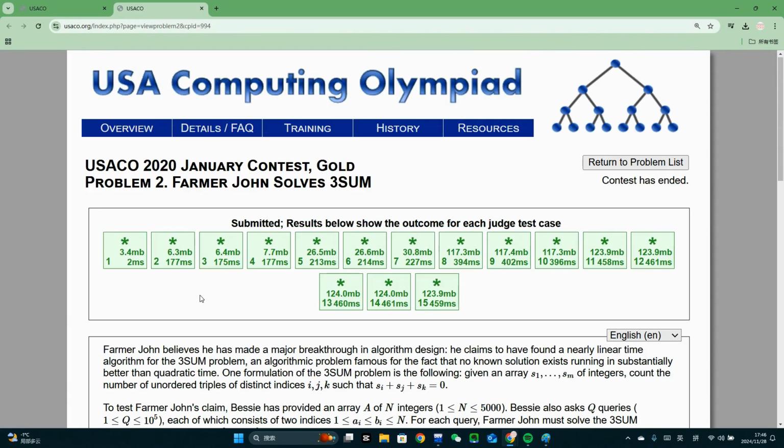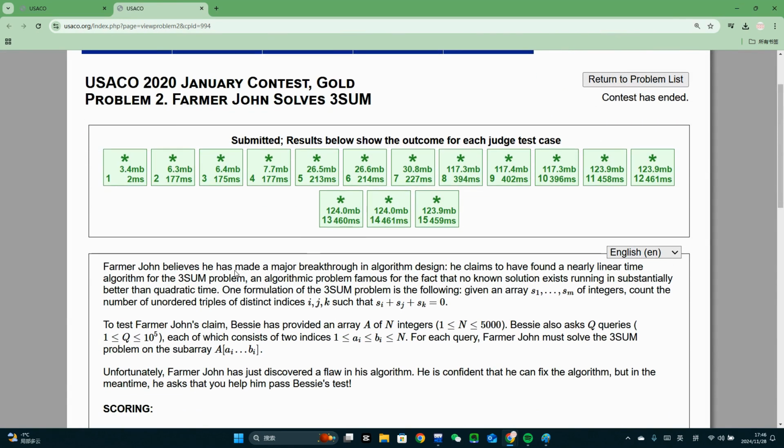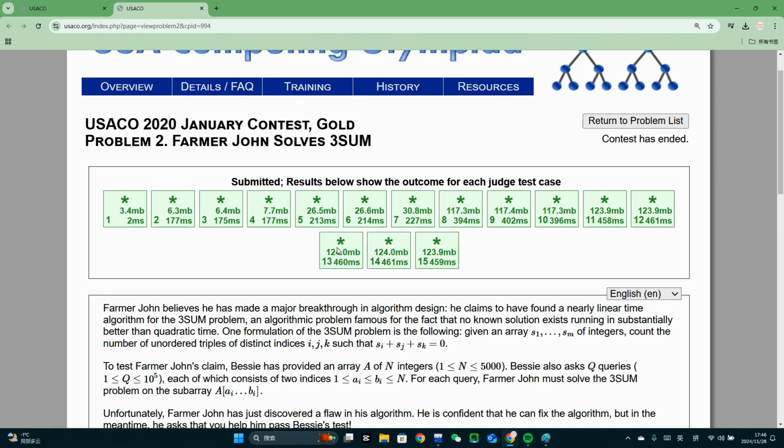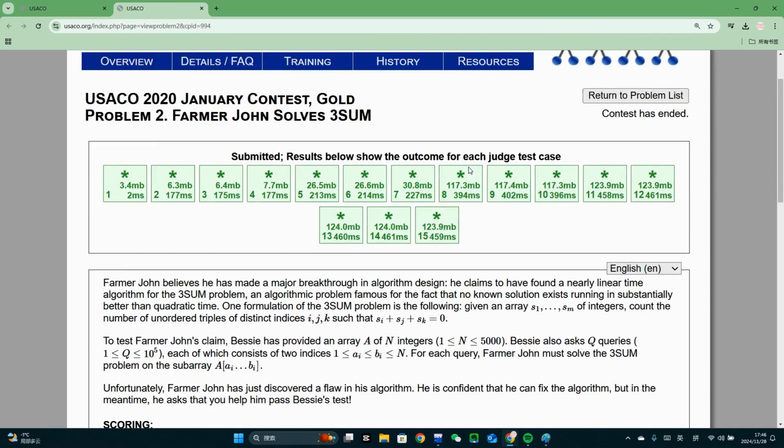So now when we come back to the question today, the USACO 2020 January contest Gold problem 2, Farmer John Solves 3SUM, there are two possible approaches, 2D prefix sum or interval DP, and I will be posting both codes down in the comments.